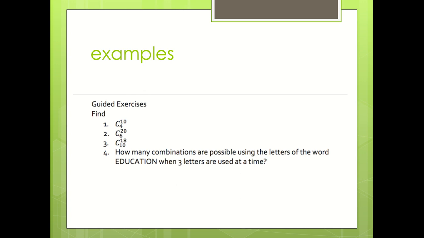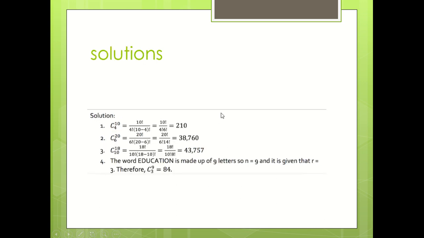So these are our examples. We have the combination of 10 different objects taken r at a time, or the combination of 20 different objects taken 6 at a time, and the combination of 18 different objects taken 10 at a time. And number 4, we have to count first the number of letters that represent education. So we have 1, 2, 3, 4, 5, 6, 7, 8, 9. So n is equal to 9, taken 3 at a time. So we have here the answers.